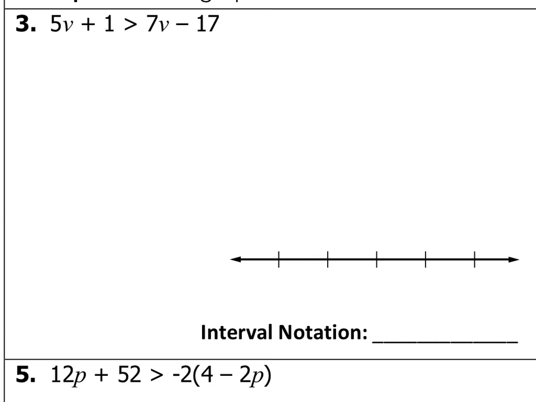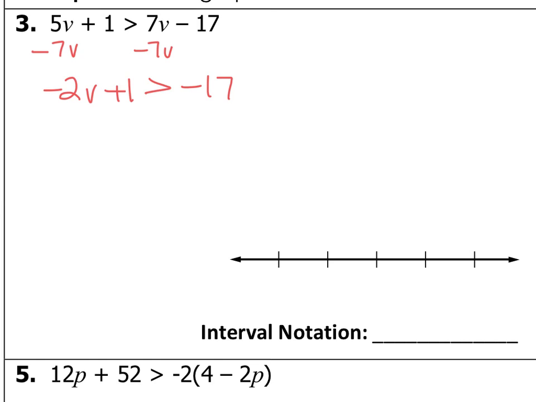Okay, so here we're going to solve number 3. So we need to get our variables on the same side. So currently we have a 5v on that side and a 7v on that side. So we need to get them on the same side. So I'm going to subtract 7v from each side so I have my variables together. So on the left side I end up with -2v plus 1 is greater than -17.